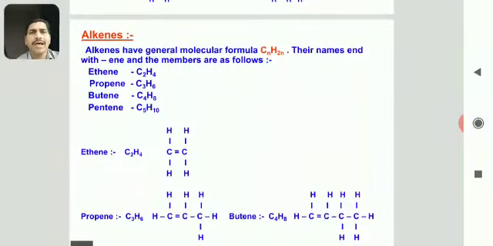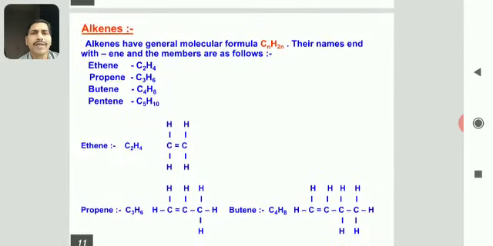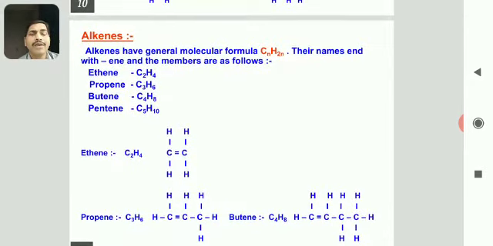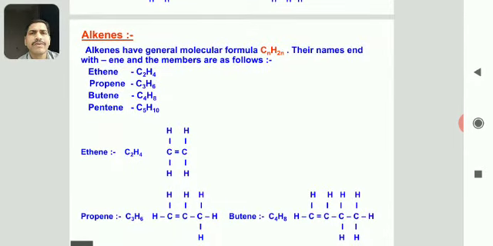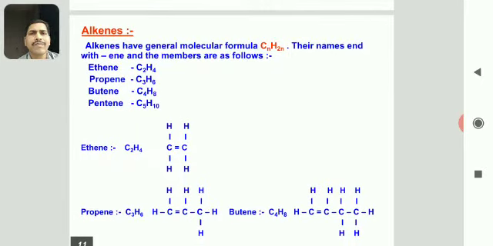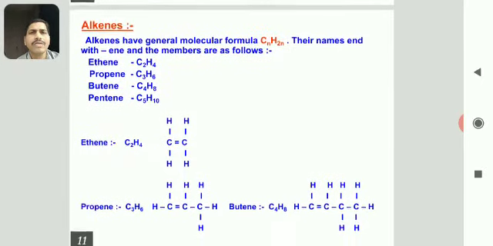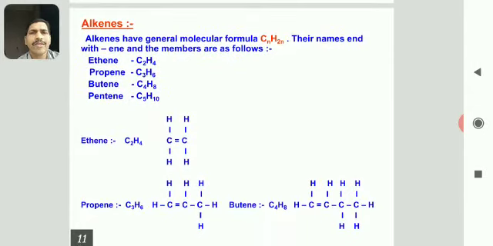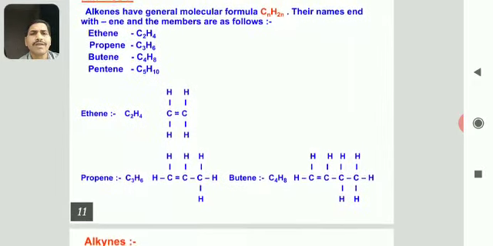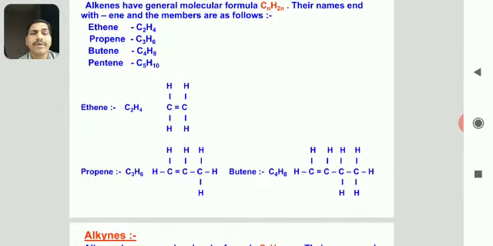Now alkenes. Alkenes have the general molecular formula CnH2n. That means whatever be the number of carbon atoms, double the number of carbon atoms will become the hydrogen atoms. Their names end with E and E, and the members are as follows: ethene C2H4, propene C3H6, butene C4H8, pentene C5H10. You can see the arrangement of carbon molecules. You must note one thing, that the double bond lies between carbons.